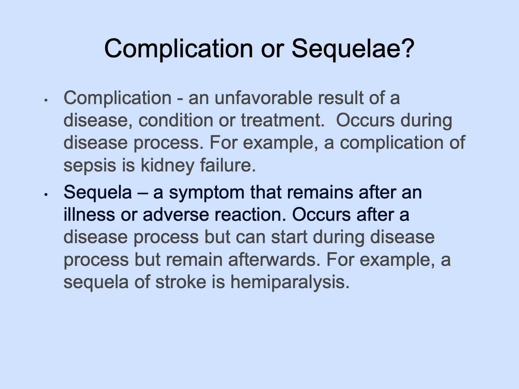So first of all, what is a complication? Well, a complication is an unfavorable result of a disease, condition, or treatment. It occurs during the disease process or during or immediately after a procedure. For example, a complication of sepsis is kidney failure. A sequela is a symptom that remains after an illness or adverse reaction. It occurs after a disease process, but can start during the disease process, but remains afterwards. For example, a sequela of a stroke is hemiparalysis.